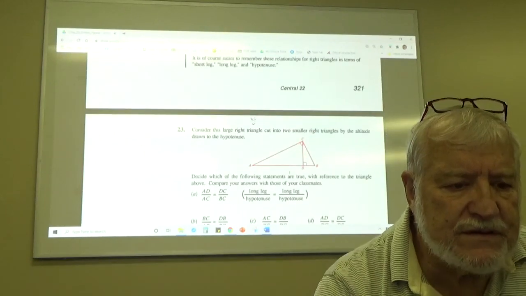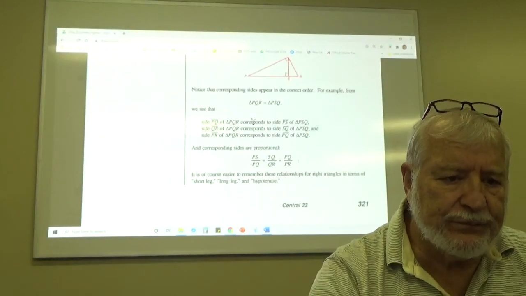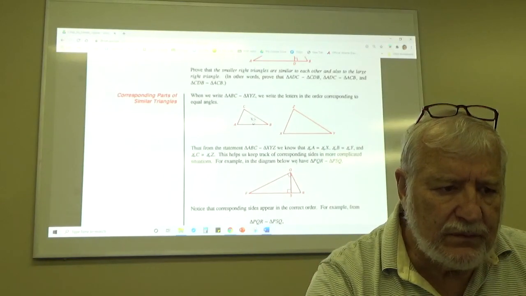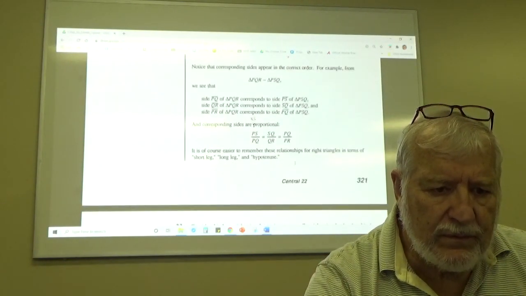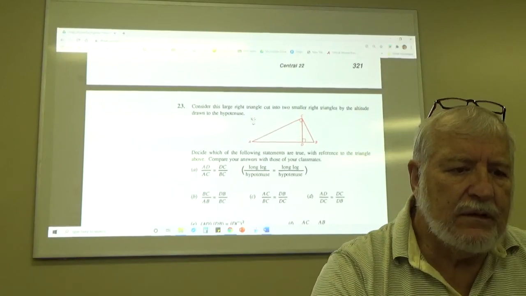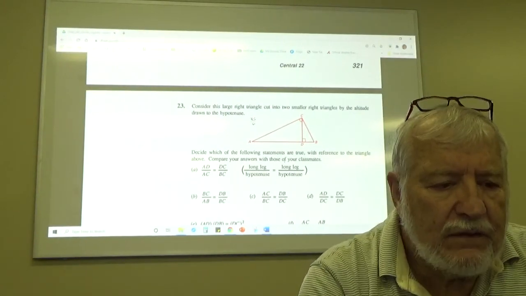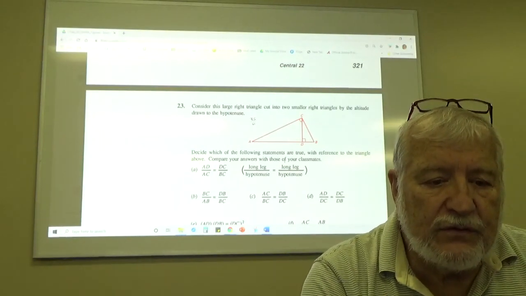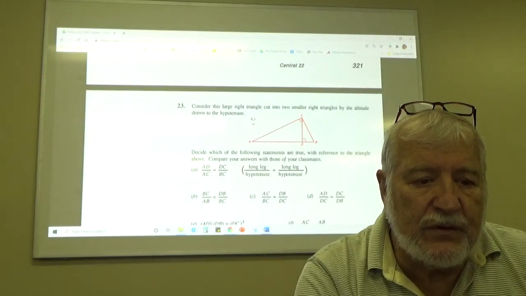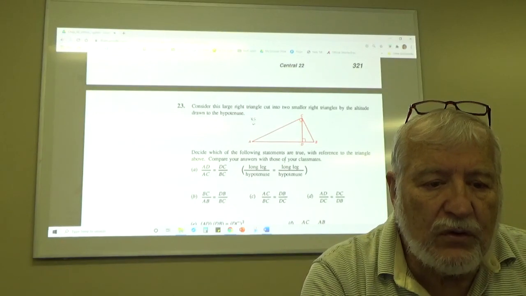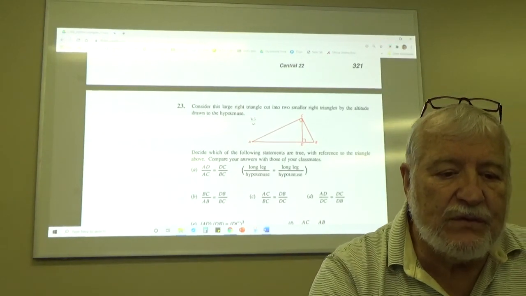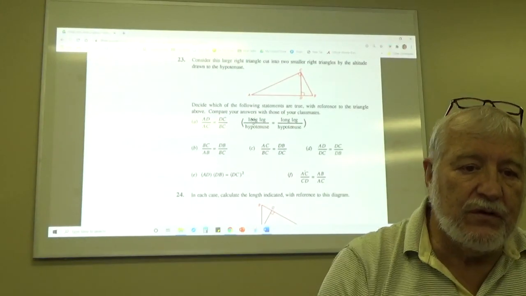All right, this is another one that's important here. All right, number 23. Okay, this one says, consider the large right triangle cut into two similar, smaller right triangles with an altitude drawn to the hypotenuse. Decide which of the following statements are true.